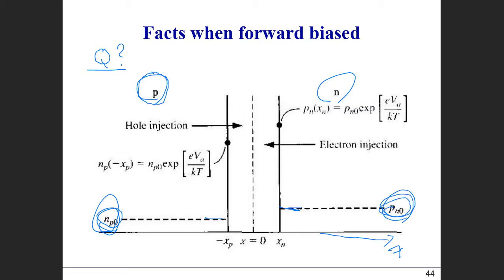Yes. So which means that the doping level on the P side is higher than on the N side, right? Okay, that's a good answer.